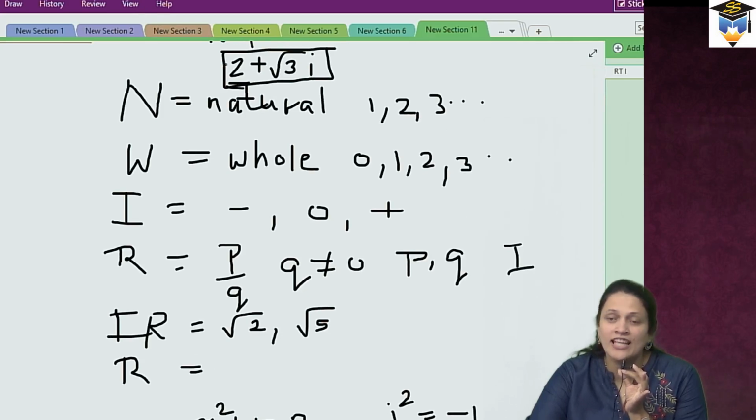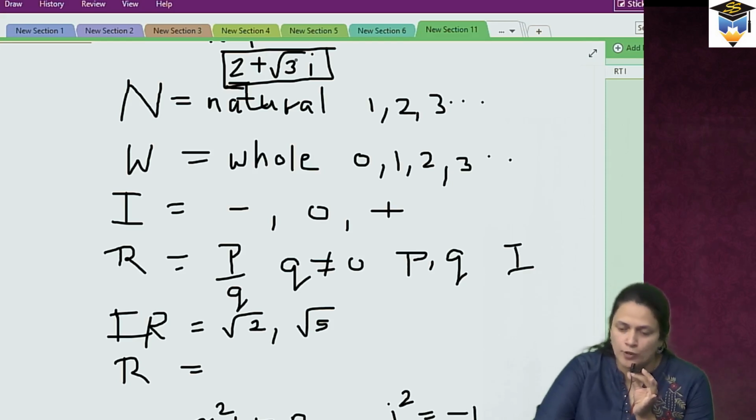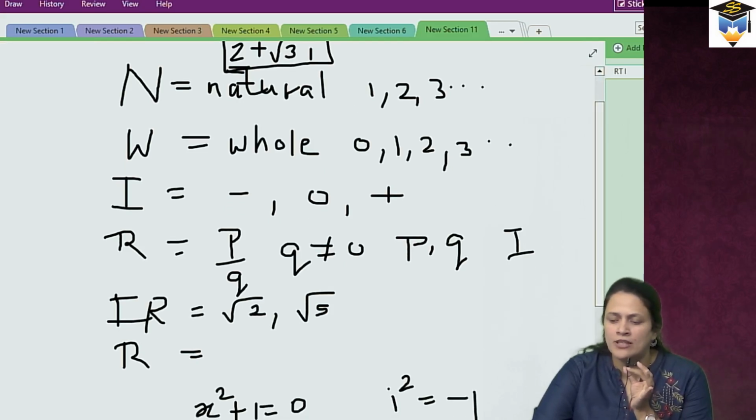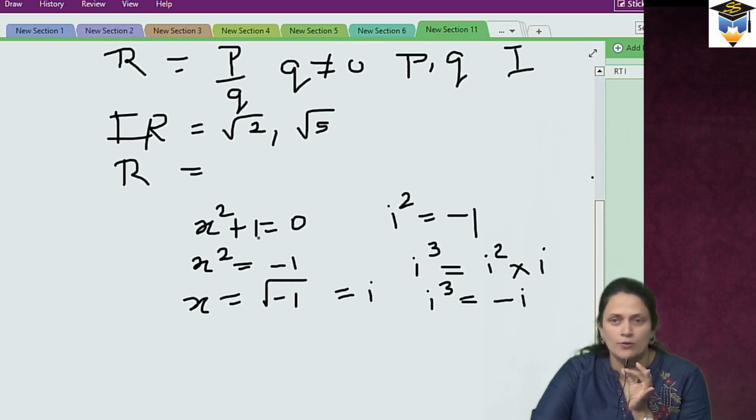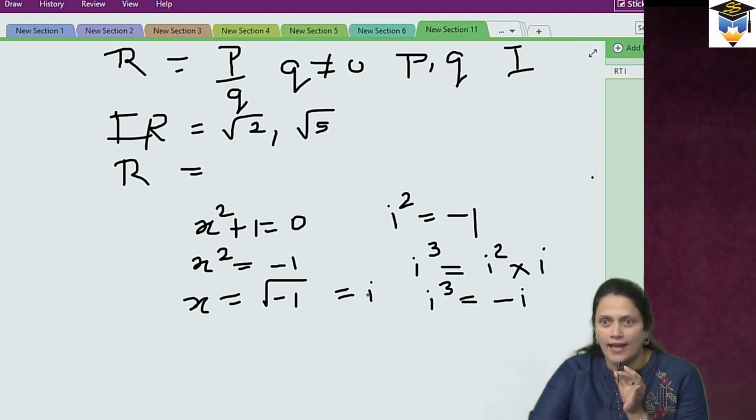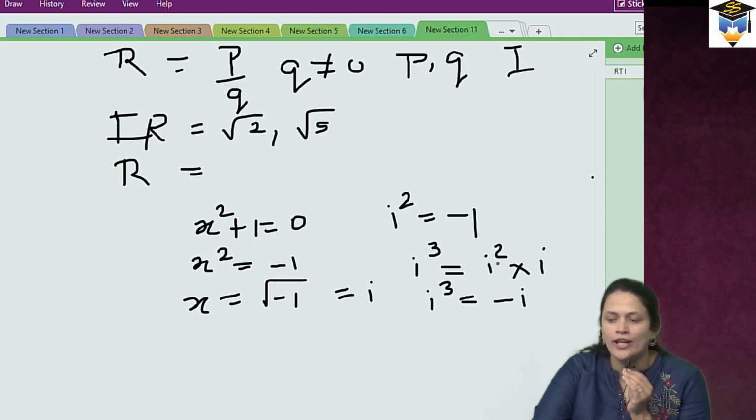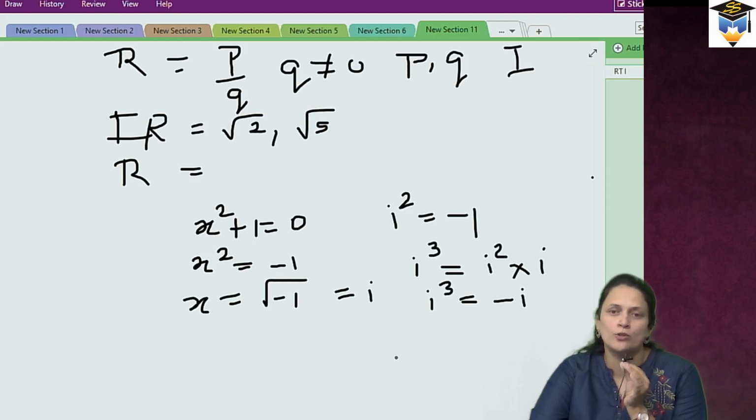This first is the real part and second is nothing but the imaginary part. Okay. So now we consider the expression x square plus 1 is equal to 0. From that we found out the value of x to be root of minus 1, which is nothing but i. So i square, if you want to find out, is going to be minus 1. i cube is going to be i square into i. So i cube is equal to minus i.